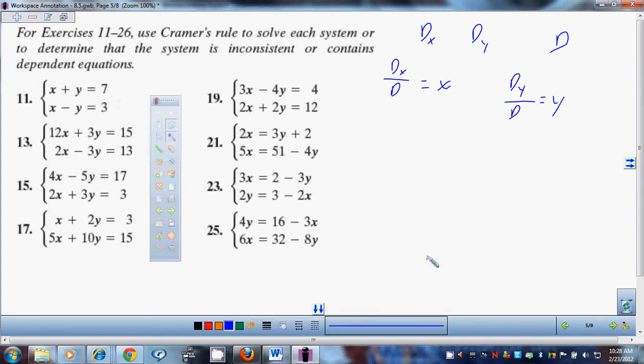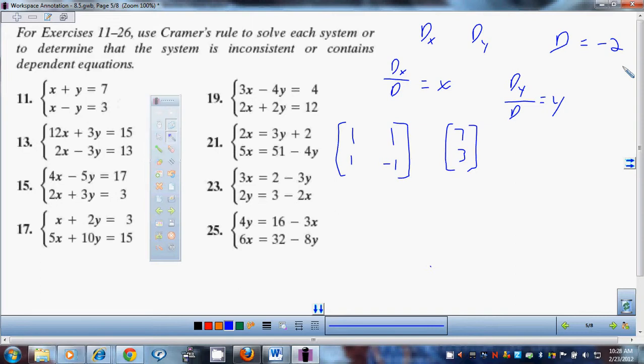First off, what the heck is Dx and Dy? Well, what's our matrix here? Isn't it 1, 1, 1, negative 1, and then it's equaling 7, 3? I left out the x and y right here, but I think you get it. All right. So first off, for number 11, what is our determinant? Negative 1 minus 1, is that negative 2? So I'm going to write that over here next to D. Negative 2, that's my overall determinant.